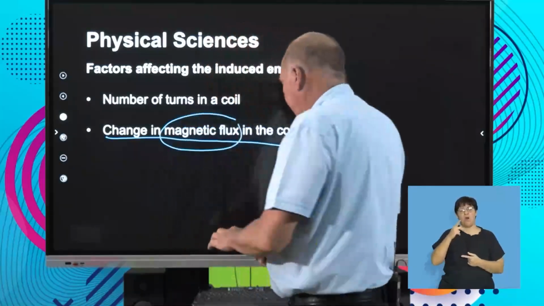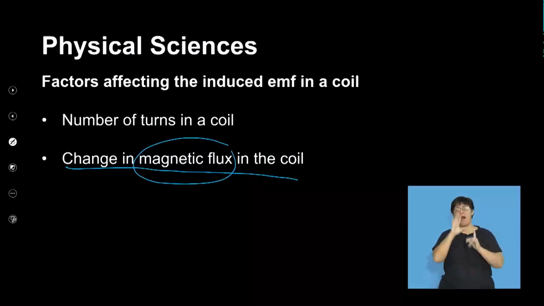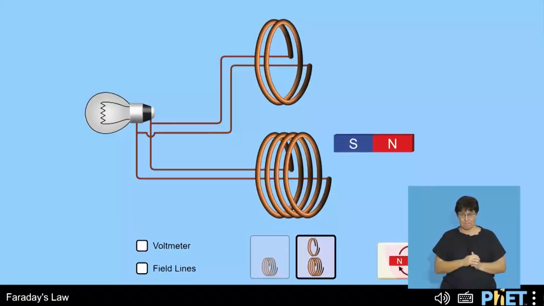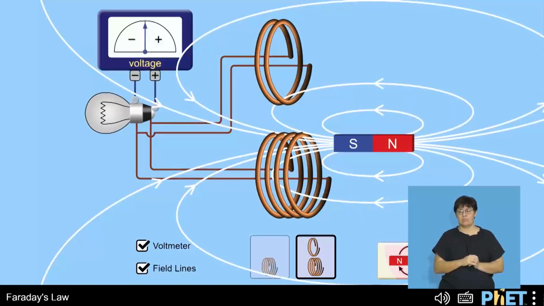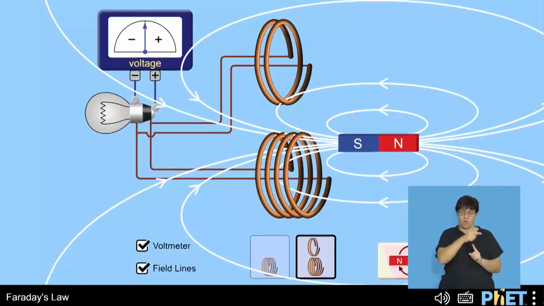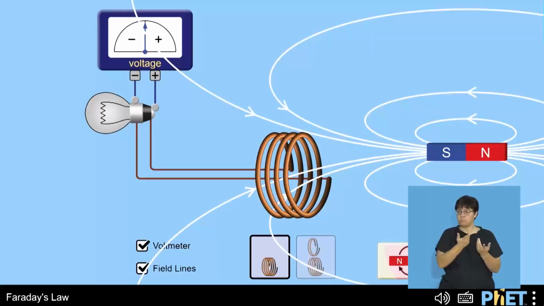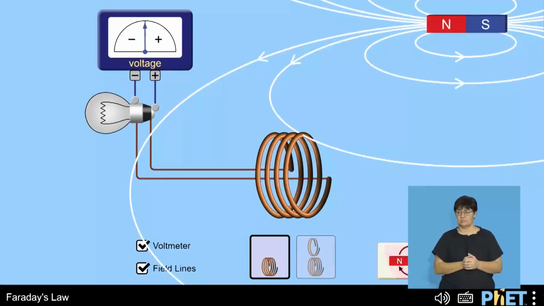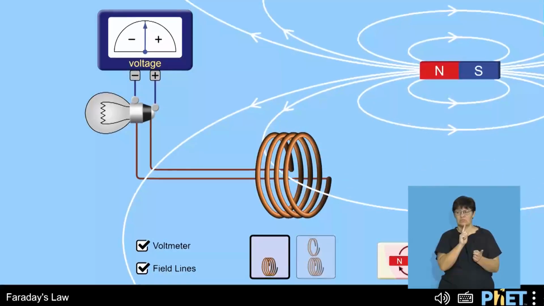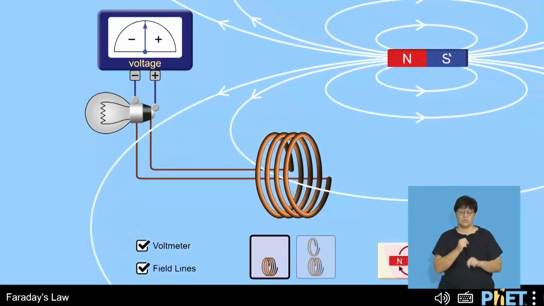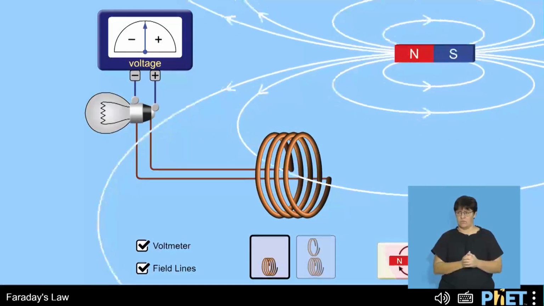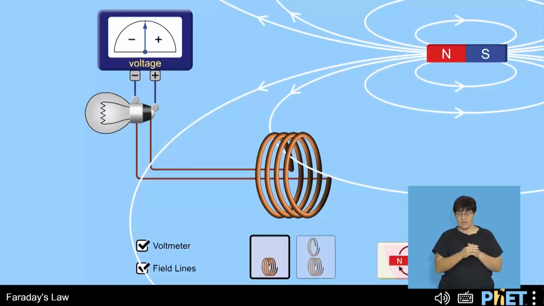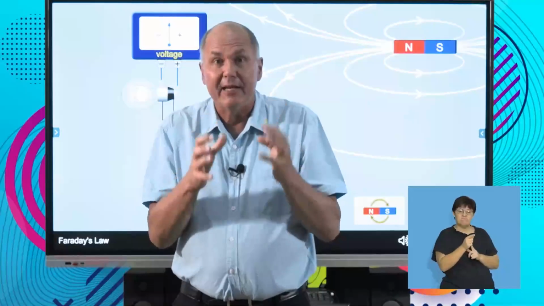So let's go and have a look at this and adapt our simulation a little bit. I'm going to put in some field lines, and I'm also going to put in a voltmeter. I'm going to revert to just one coil, and I'm going to change it around as well, just to have the North Pole over here. As you can see, the field lines close to the North Pole, there are lots of them, they're close together. So what do we know? That's lots of magnetic flux.